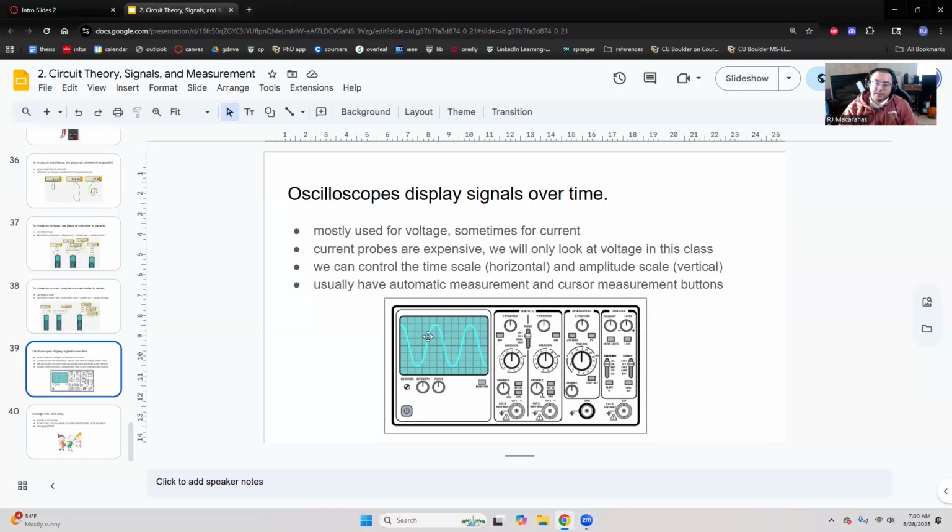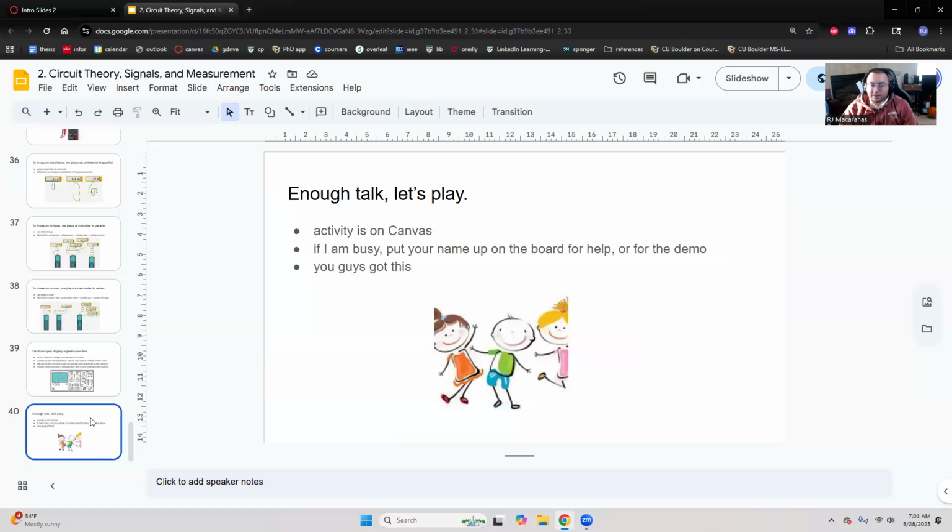And so each of those channels has a vertical scale control knob, where you can adjust the vertical scaling. And they usually also have automatic measurement and cursor measurement buttons, but we'll explore those in a later lab. For now, we're just getting our feet wet with these oscilloscopes here. So with that, we can go ahead and jump into the experiment.